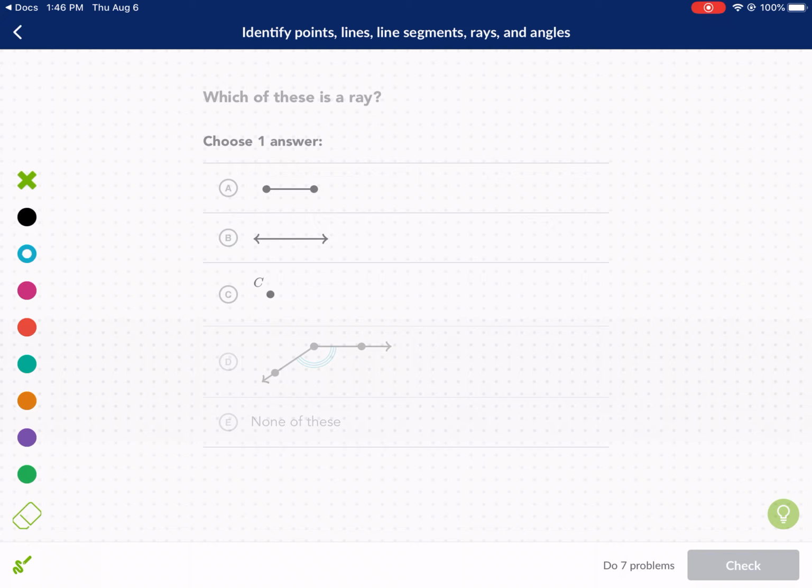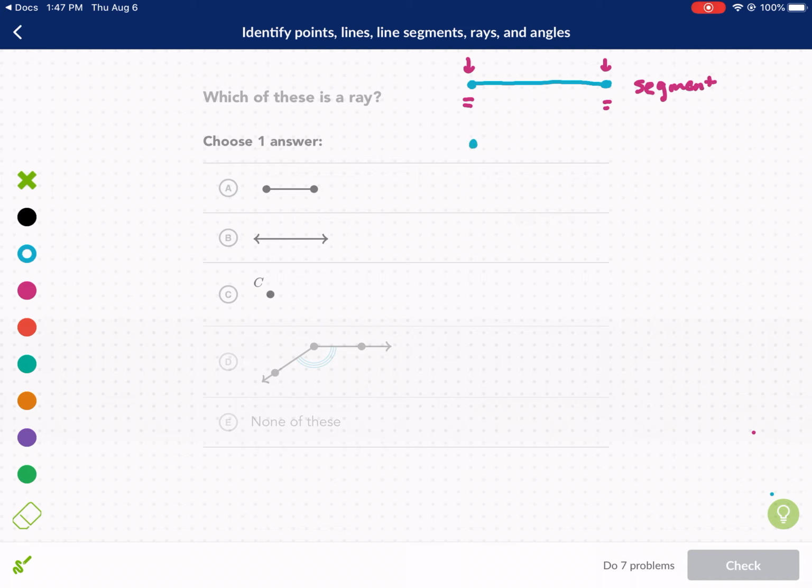So let's start with a line segment. A line segment is composed of two dots, 2 points, and there is a straight line connecting those two dots. It does not extend beyond those 2 points. So it has a definitive start and a definitive end, and that's it. That's a segment.